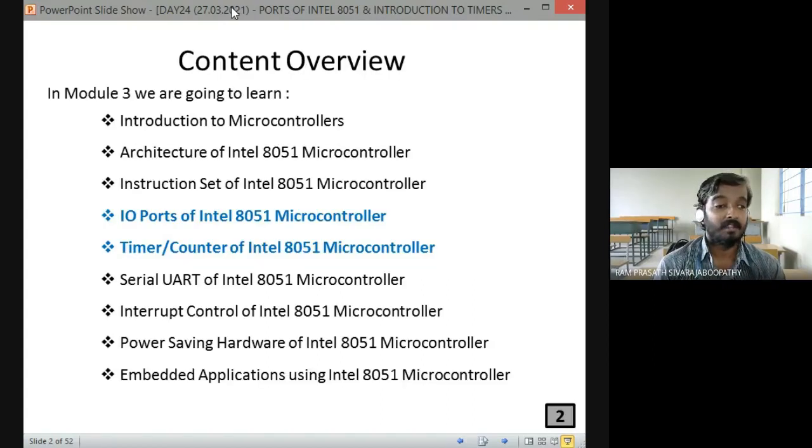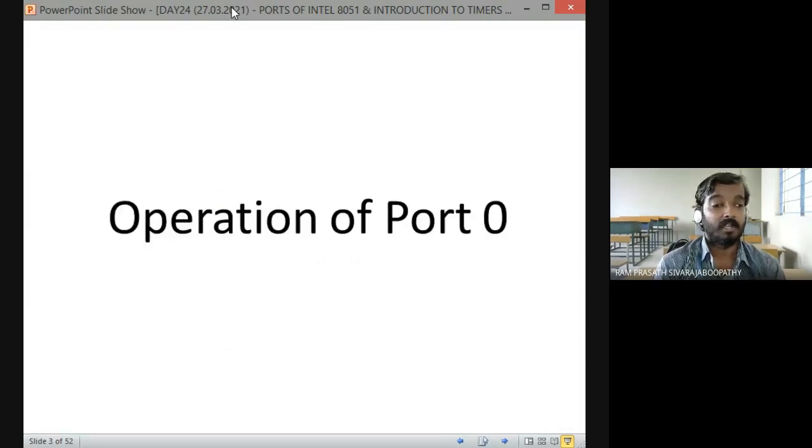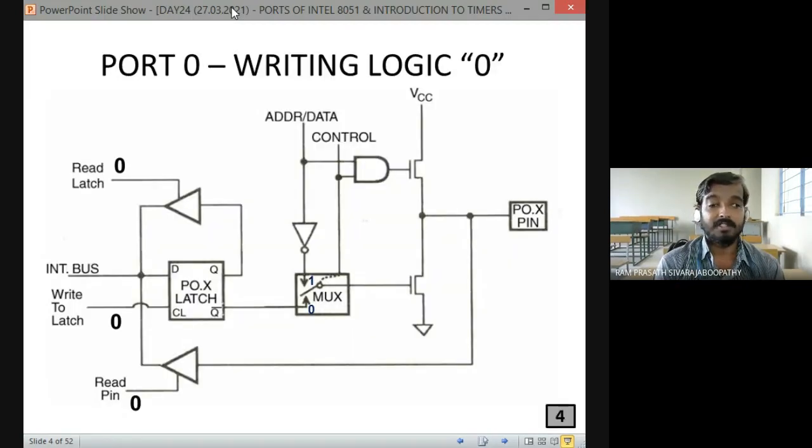Today we are going to discuss the ports of the Intel 8051 microcontroller. If time permits, we will get into the introduction of the timer and counter of the Intel 8051 microcontroller. Now we will get into the operation of port 0. This is the initial condition.